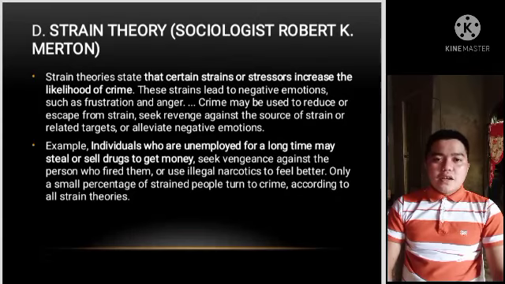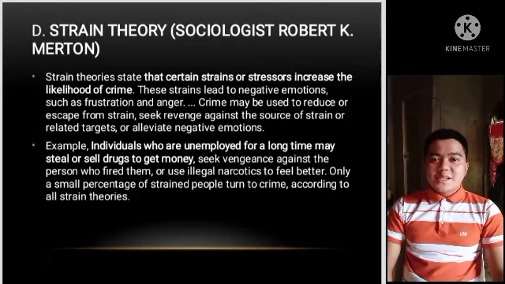Next, strain theory, sociologist Robert K. Merton. Strain theories state that certain strains or stressors increase the likelihood of crime. These strains lead to negative emotions such as frustration and anger. Crime may be used to reduce or escape from strain, seek revenge against the source of strain, and alleviate negative emotion. For example, individuals who are unemployed for a long time may steal or sell drugs to get money, seek vengeance against the person who fired them, or use illegal narcotics to feel better. Only a small percentage of strained people turn to crime, according to all strain theories.